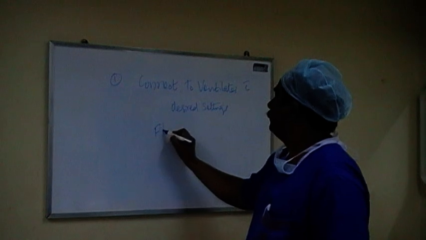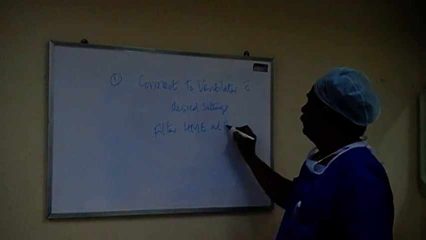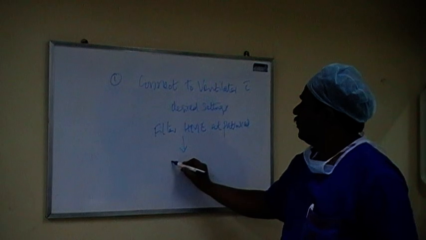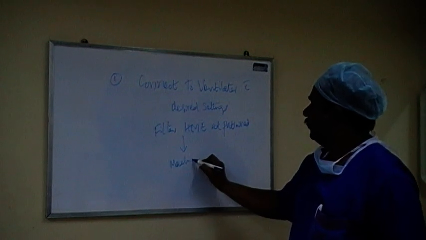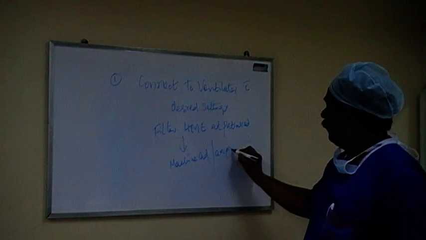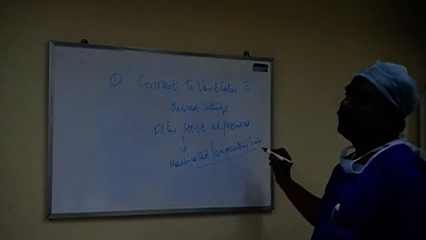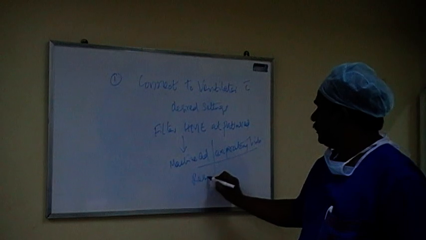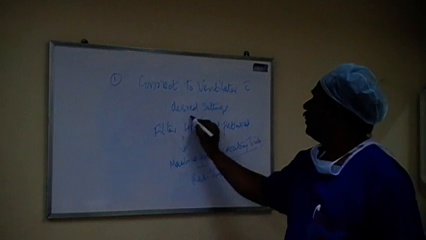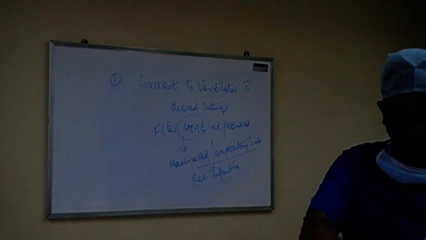Connect the HME filter at the patient end and at the machine end, that is the ventilator, in the expiratory limb. This is to prevent respiratory infections. And this HME is supposed to prevent infections.